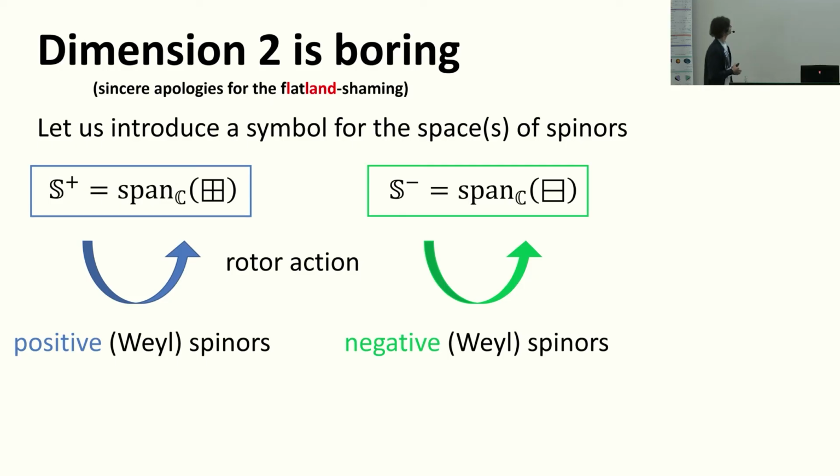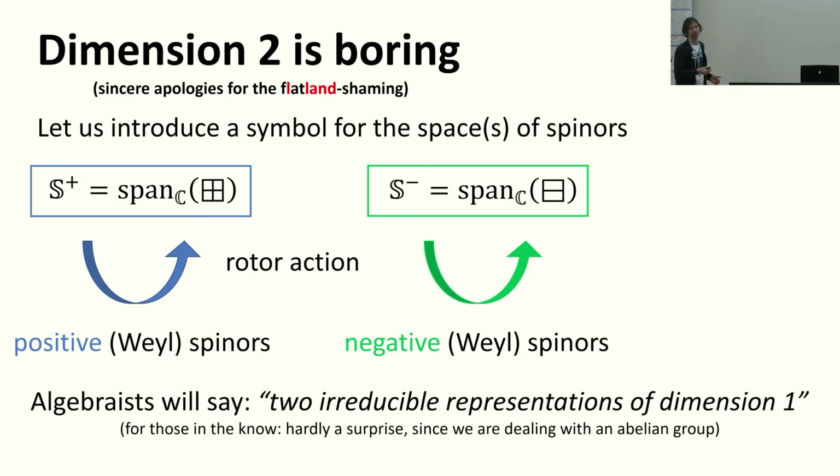These are Weyl spinors. But when you do a rotor action, it's a representation, I told you, so rotors will give you something that can act on it. When you do this action, then the positive and the negative Weyl spinors in 2 dimensions just go to themselves up to a factor. So nothing really happens here. Now, an algebraist will say, yeah, obviously, this is an abelian group. But you can ignore this, that is not the point. The boringness is in the fact that we cannot mix up the Weyl spinors.